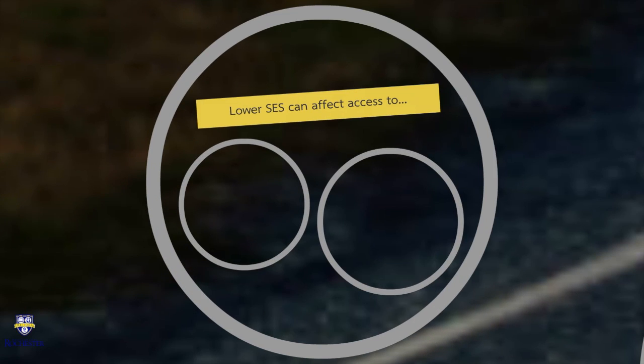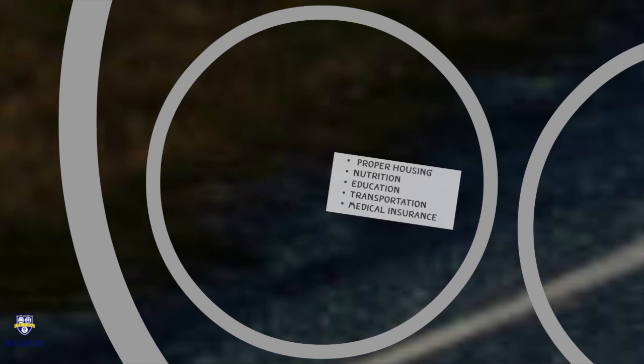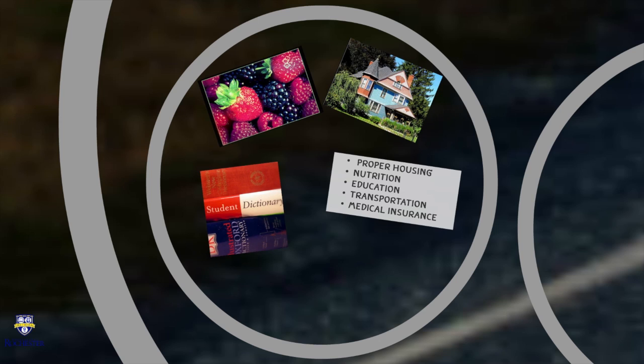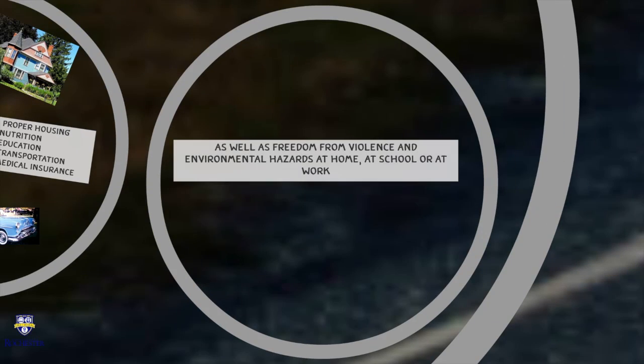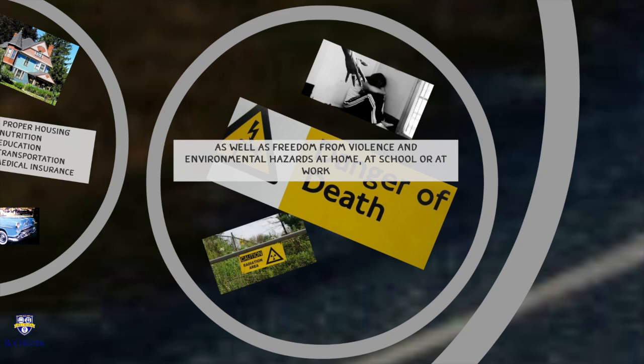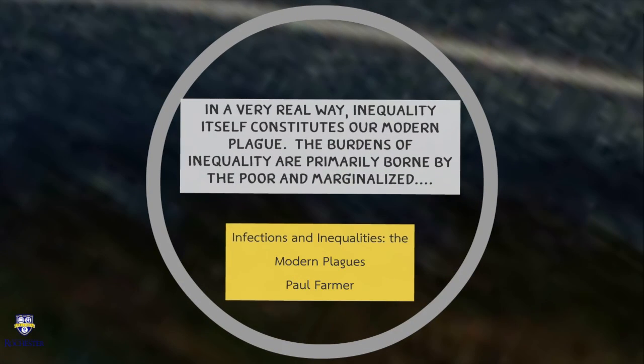How can socioeconomic status have such a drastic impact on health outcomes? Lower socioeconomic status can affect access to housing, food, education, transportation, medical insurance, as well as freedom from violence and hazards at home, school, or at work. Perhaps Paul Farmer says it the strongest when he says that poverty is the modern equivalent of a plague in terms of its impact on health outcomes.